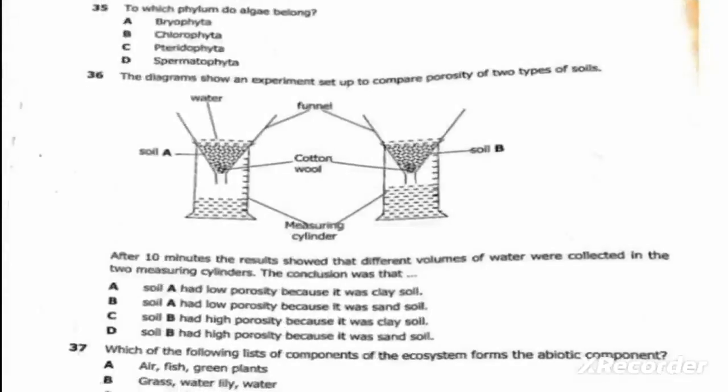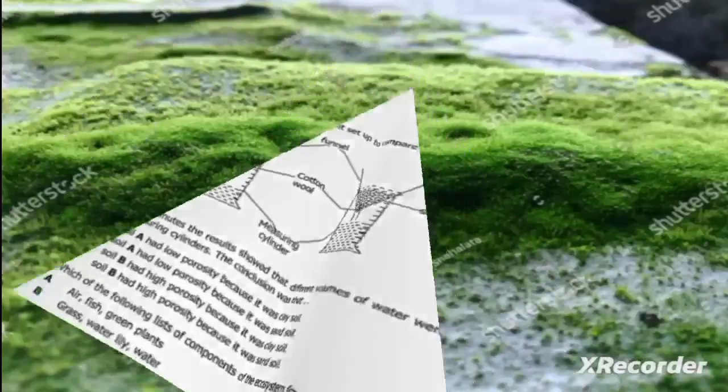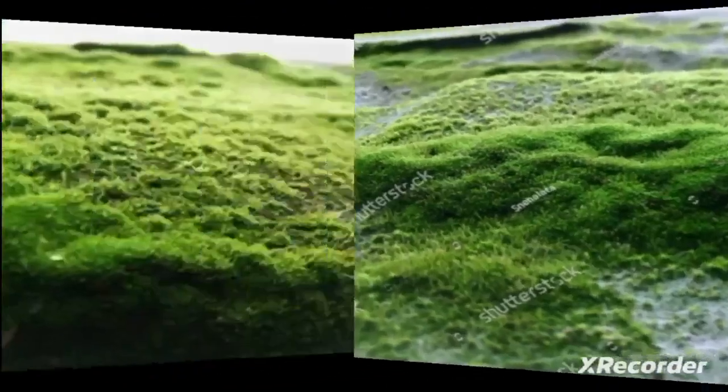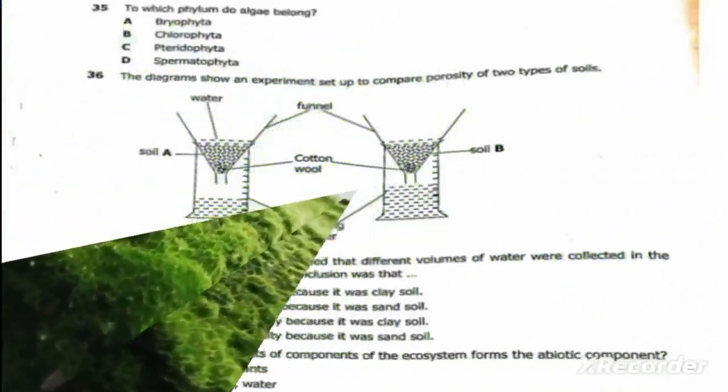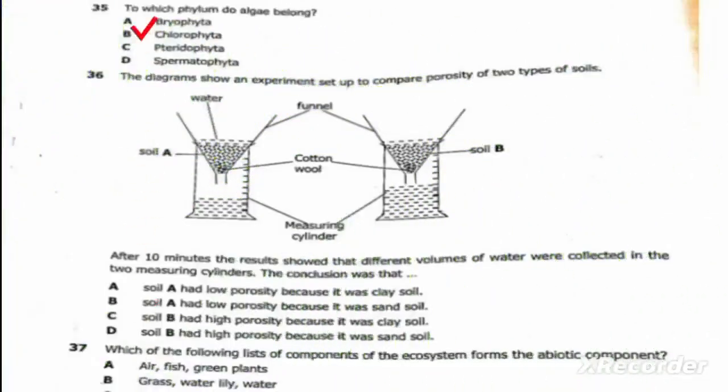We shift to the next question, which is question 35. The question reads, to which phylum do algae belong? A. Chlorophyta, B. Chlorophyta, C. Teledophyta, D. Spermatophyta. So this one is showing Chlorophyta. So therefore, our correct answer is B.